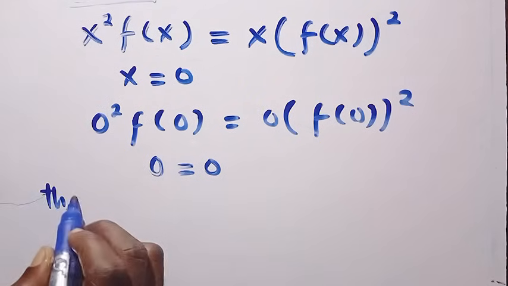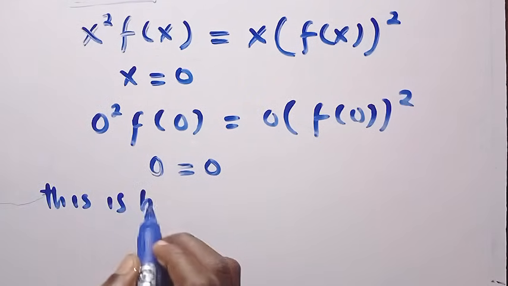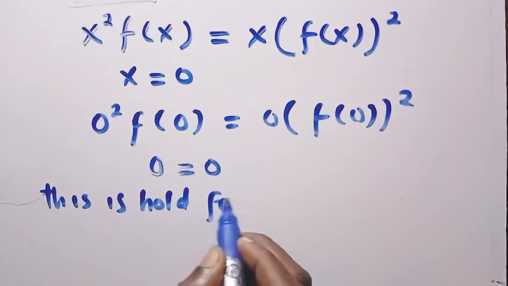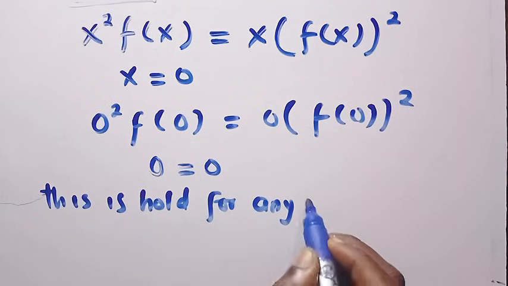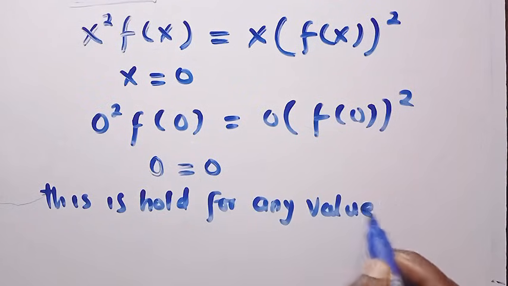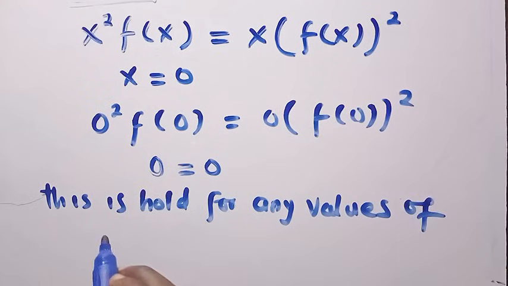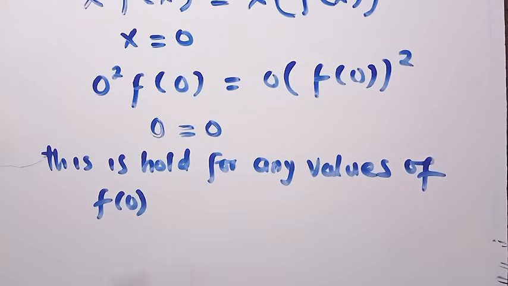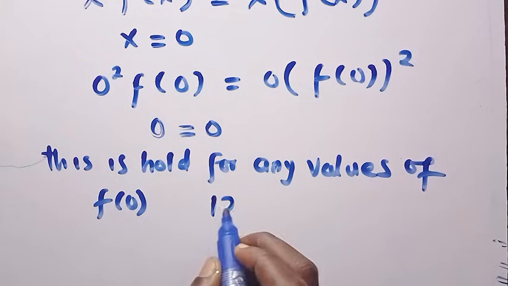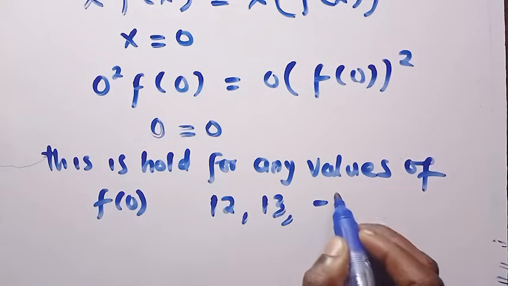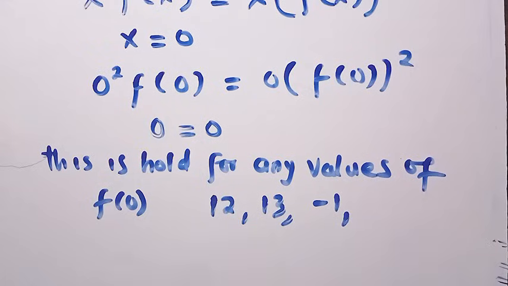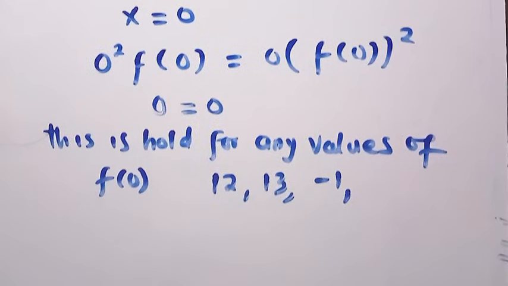So this is true for any values of f of 0. When this holds for any values of f of 0, then f of 0 can be any real number. It can be any real number like 12, 13, minus 1 and others. So that is for when x equals 0.